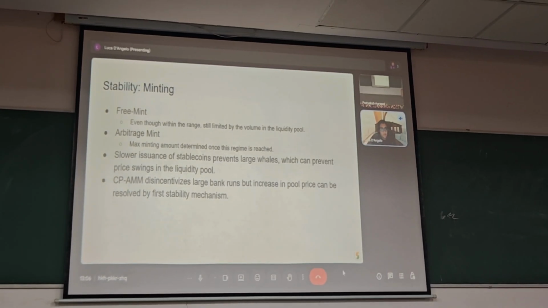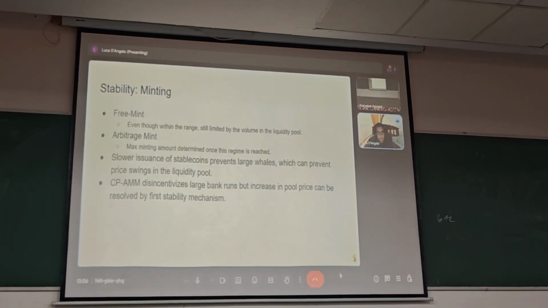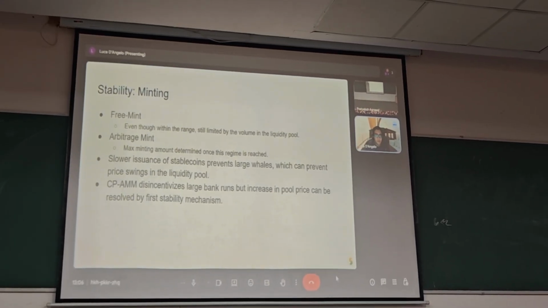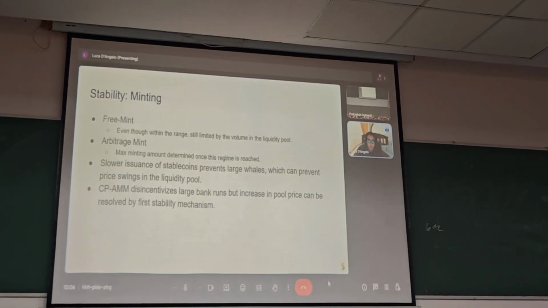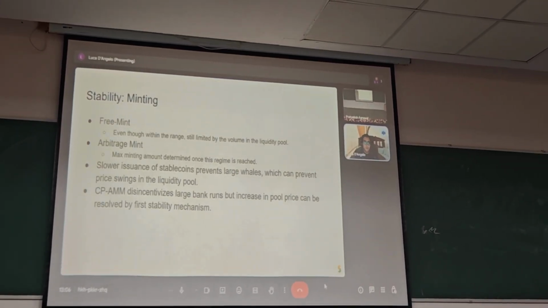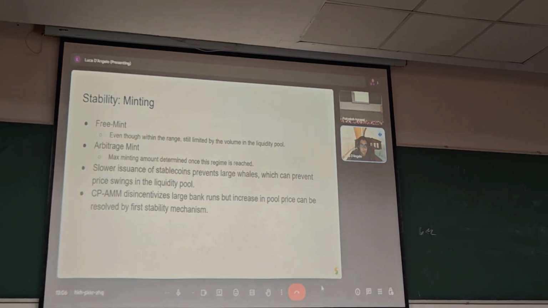And then the constant product formula is larger bank runs, but even if there are bank runs, then the pool price decreases, and this could get fixed by the first stability mechanism.